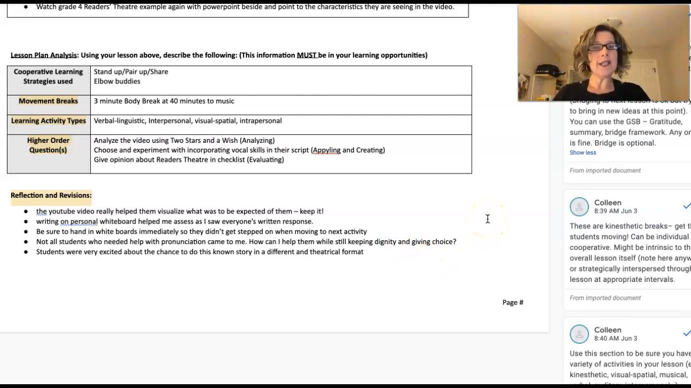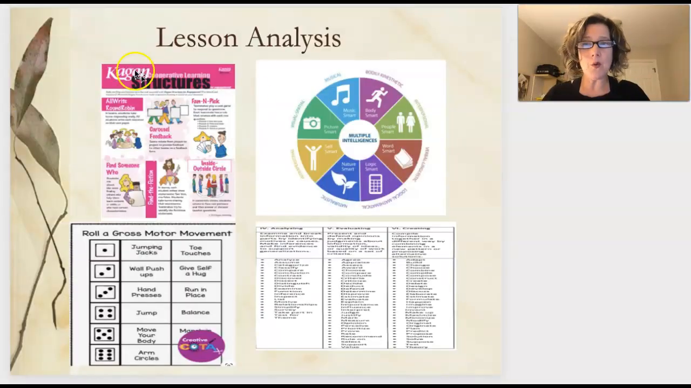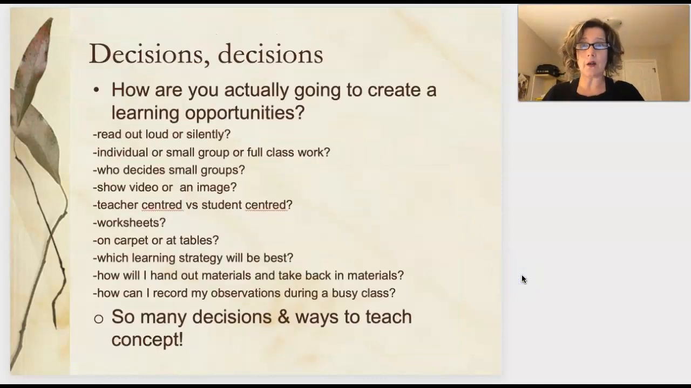Okay, I'm going to leave this with you to peruse because I think as you work through it, you might have some questions, and bring those questions with you to our Collaborate session, because ultimately you have a lot of decisions to make. Decisions as a teacher.